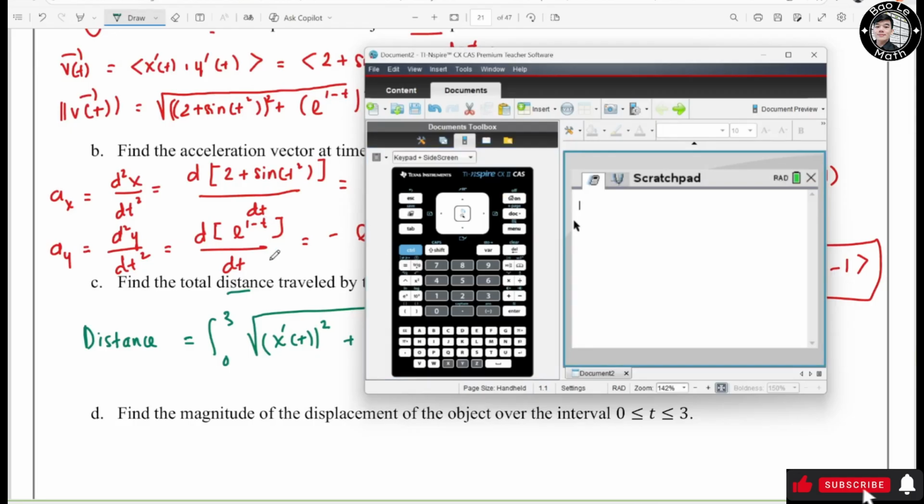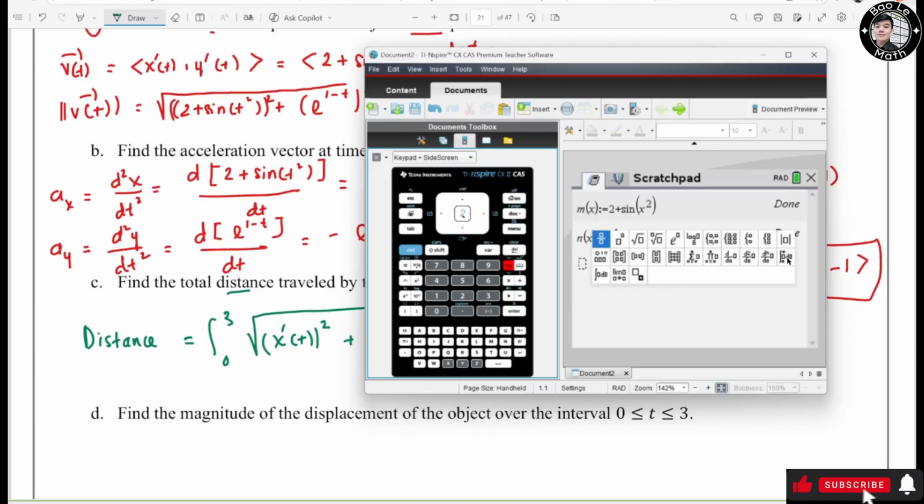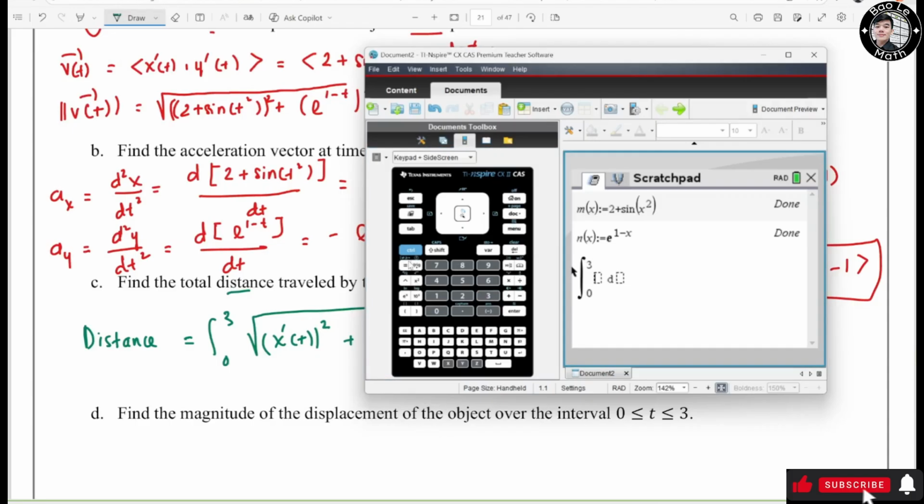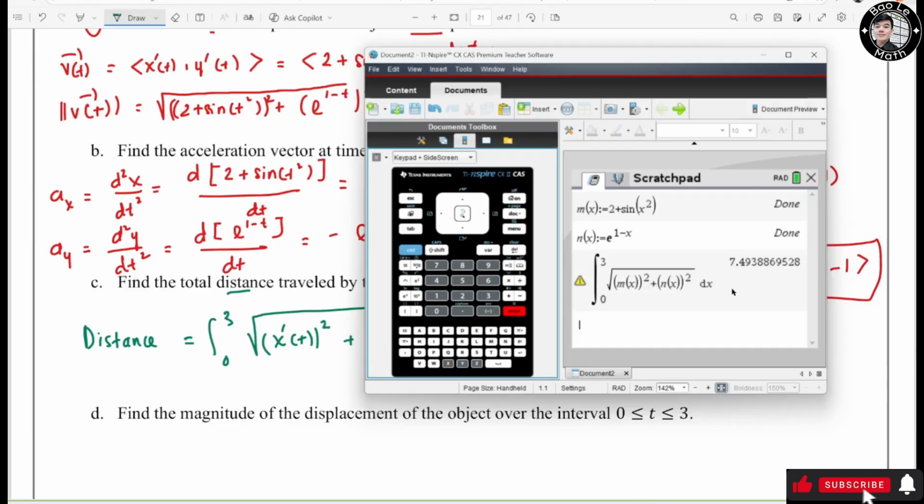Now I'm going to store the function s prime of t as m of s. Press Ctrl, the button right here, press enter. Now I'm going to store the function y prime of t as n of t, right? Alright, now I'm going to press the button right here, input the interval right here, from 0 to 3. Press square root. Input s prime of t squared plus y prime of t squared. Press Ctrl, enter. It's going to be 7.493.